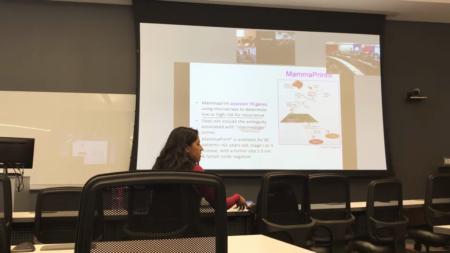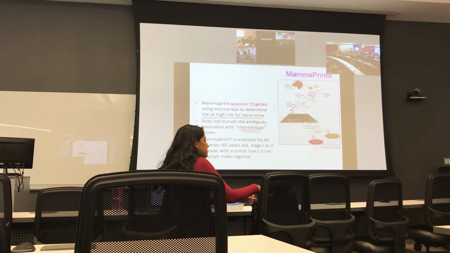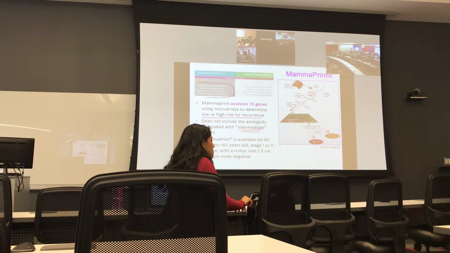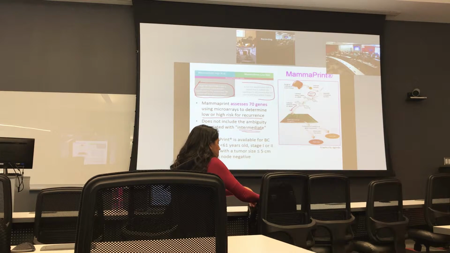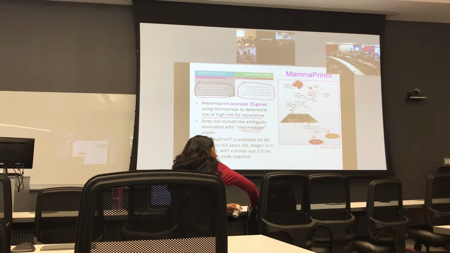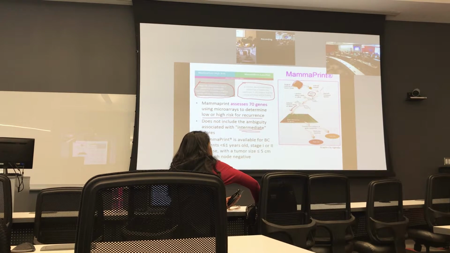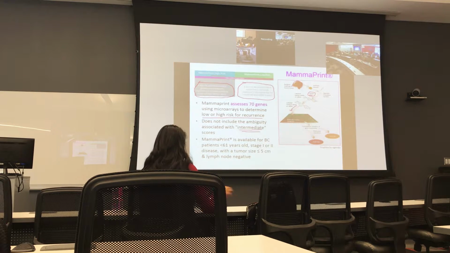So it's available for breast cancer patients under 61 years of age, stage 1 or stage 2 disease, with a tumor size less than 5 centimeters and lymph node negative. So with the high risk, this means that a patient has a statistically significant chance that the cancer is going to recur within 5 years. A low risk means that there is not a statistically significant chance that her cancer will recur within 5 years. So the greater chance is with the high-risk category. And so that's the type of information that it's giving you.